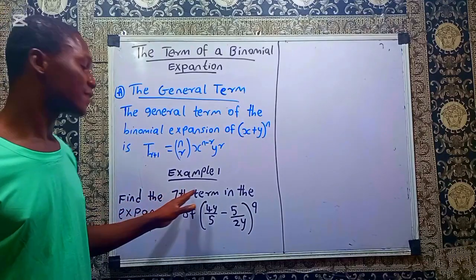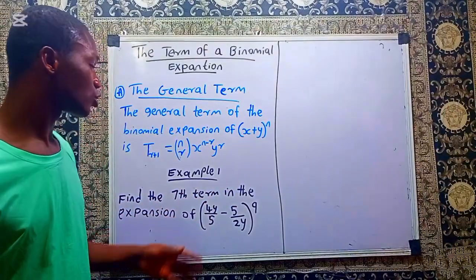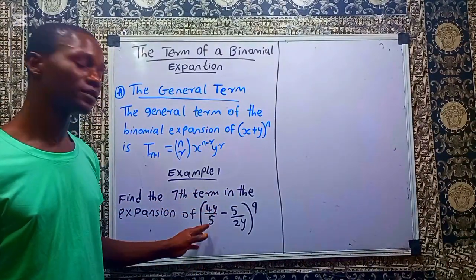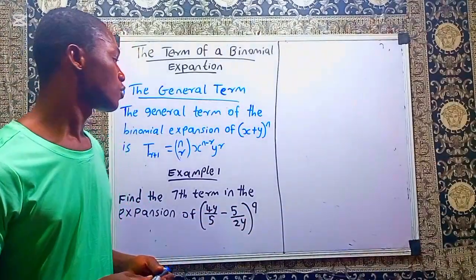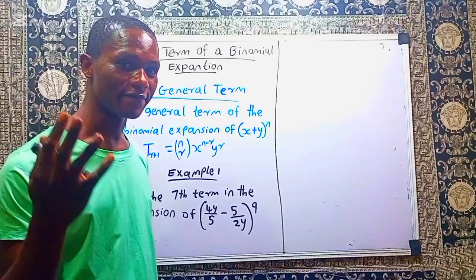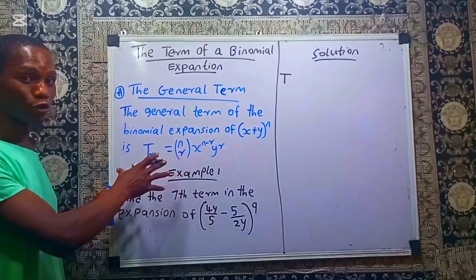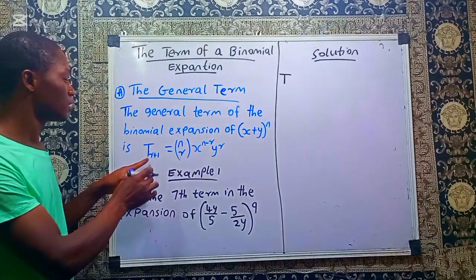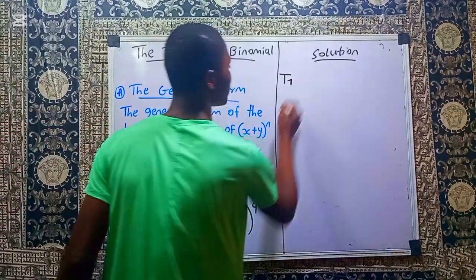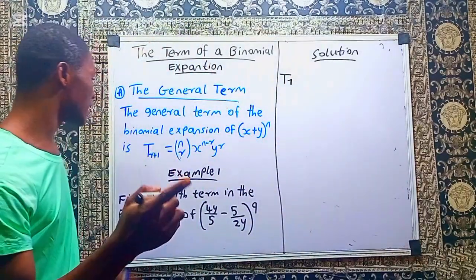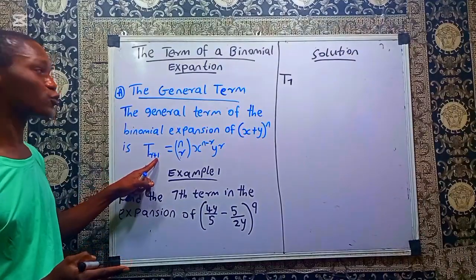They ask us to find the seventh term in the binomial expansion of open bracket 4y divided by 5 minus 5 divided by 2y, raised to power 9. So we are asked to find what? The seventh term. This is the formula we are going to use, right? So we are looking for the seventh term. That's T sub 7, right? But the formula is saying T sub r plus 1.